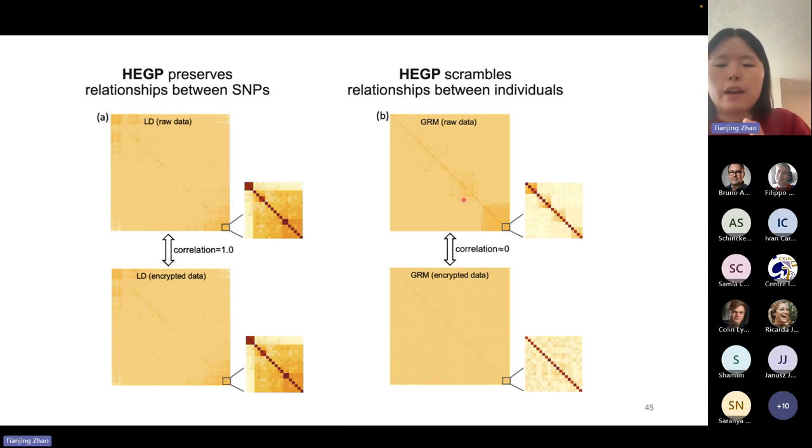It's unchanged. But now let's look at the relationship between individuals. This is the genomic relationship matrix, which is the relationship between individuals. If we have N individuals, then this is an N by N matrix. This is the genomic relationship matrix calculated using the raw data, and this is the one calculated using the encrypted data. We can see that in the raw data there are some structures, but in the encrypted data, all the structures are gone. So the conclusion here is that HVGP scrambles the relationship between individuals.